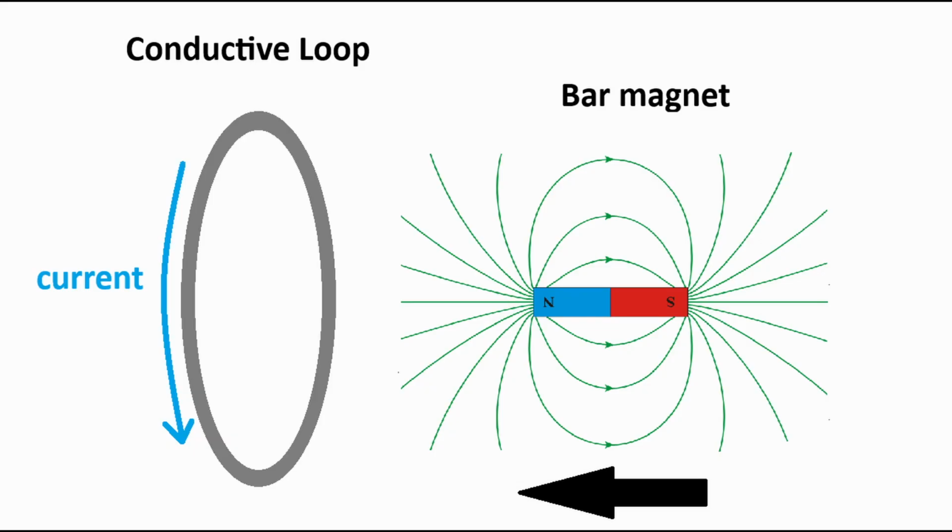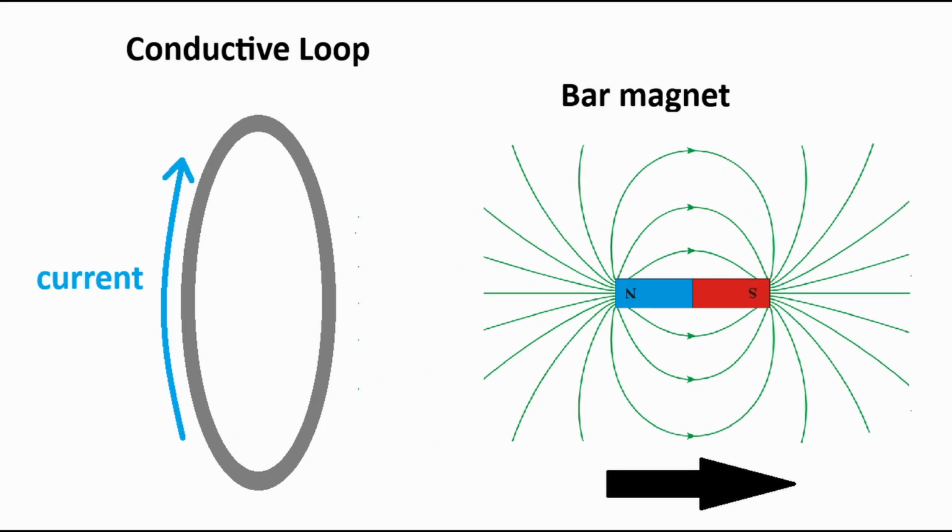As long as there's a relative motion between the magnet and the loop, current will appear. Additionally, faster motion produces greater current. The process that creates this current is called induction, and we say that there is an induced current.